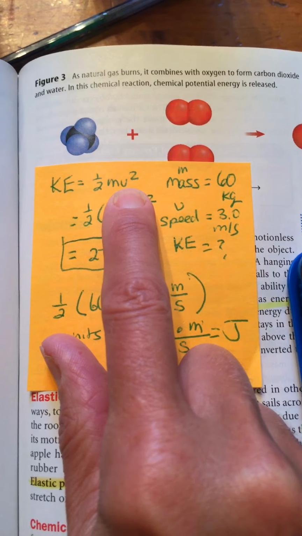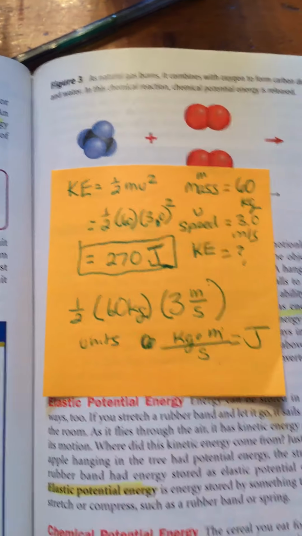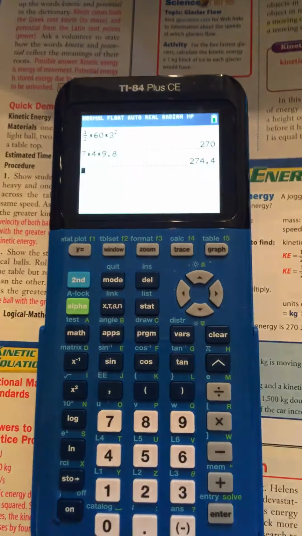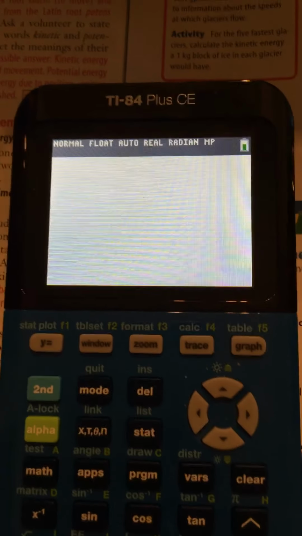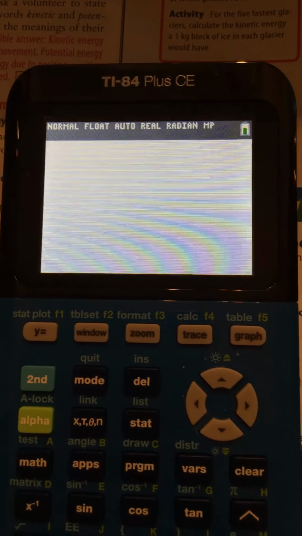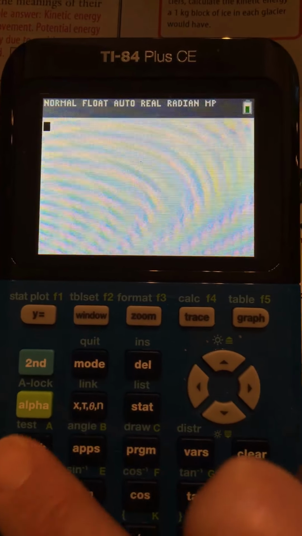And right under the speed or velocity, we write 3 squared. Now we're going to put it in our calculator. So we turn our calculator on, clear out what's in there, and we can put it in. Now, you could put in 0.5 for 1/2, but I wanted to show you that this calculator will actually do it as a fraction.